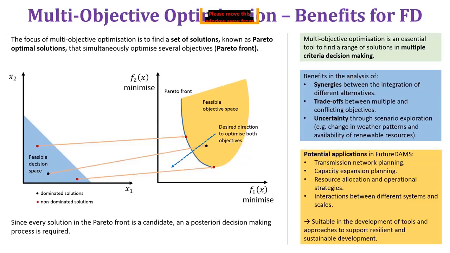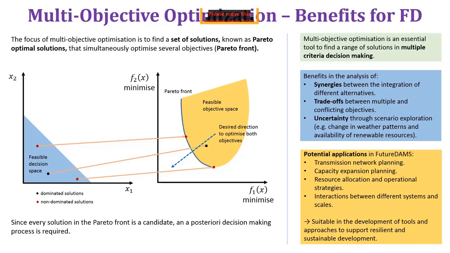A useful tool to support multi-criteria decision-making problems that is under development is the integration of multi-objective optimization techniques in the energy model. The purpose of multi-objective optimization is to find a range of solutions, as you can see here, as diverse as possible, known as the Pareto front, to simultaneously optimize several objectives. Then, because every solution is a candidate, an a posteriori decision-making process is required.